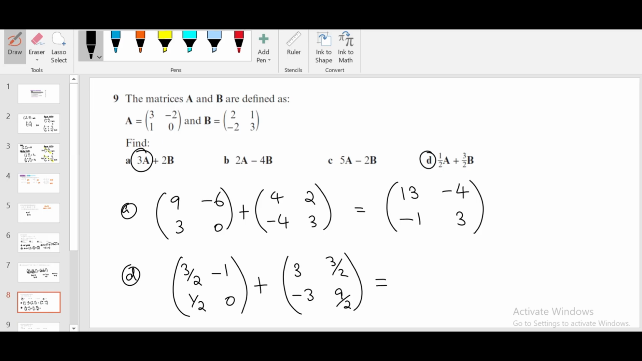Can you copy that first? Yeah, sure. It's going to be 6, 9 over 2. And minus 2, you will get 1 over 2 here. Minus 6 plus 1, minus 5 over 2. 9 over 2. Copy that.